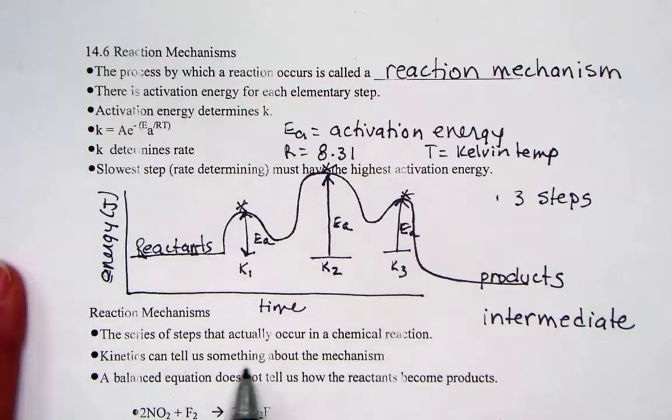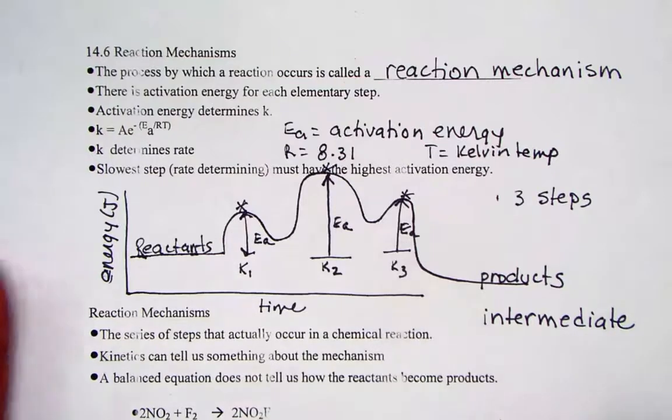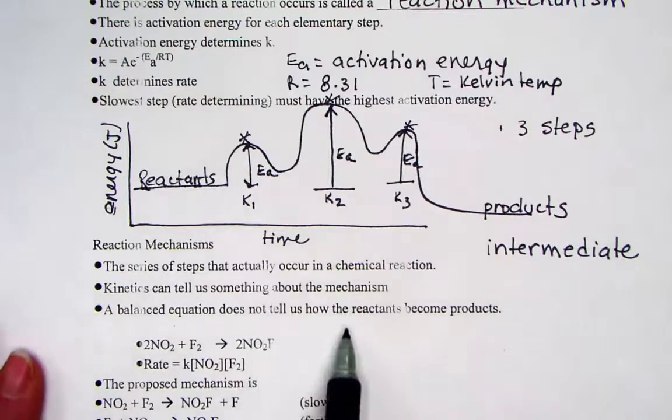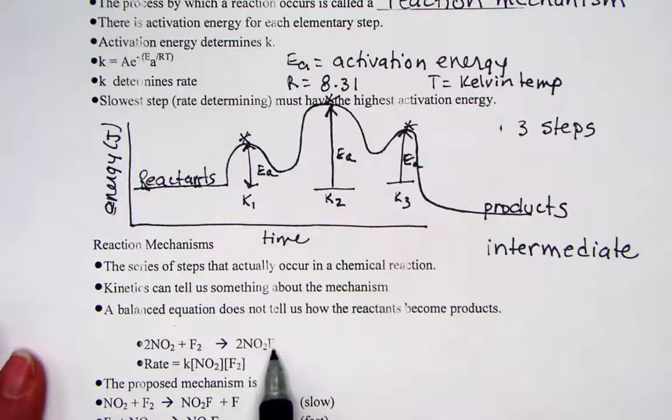Kinetics tells us a whole lot about the mechanism. Understanding the elementary steps allows us to predict reaction pathways. Oftentimes when we see a balanced equation, it doesn't tell us how the reactants became products. For instance, in this equation, we have 2 molecules of NO2 combining with a molecule of F2. 1, 2, 3 total molecules on the left. And I see on the product side, they've rearranged to form 2 molecules of NO2F.